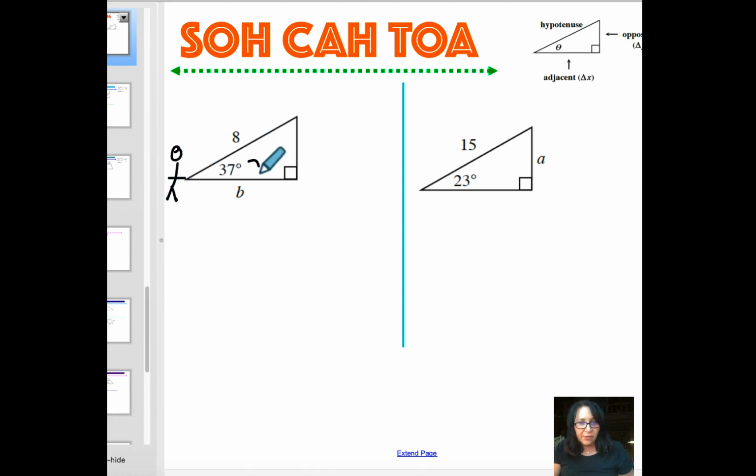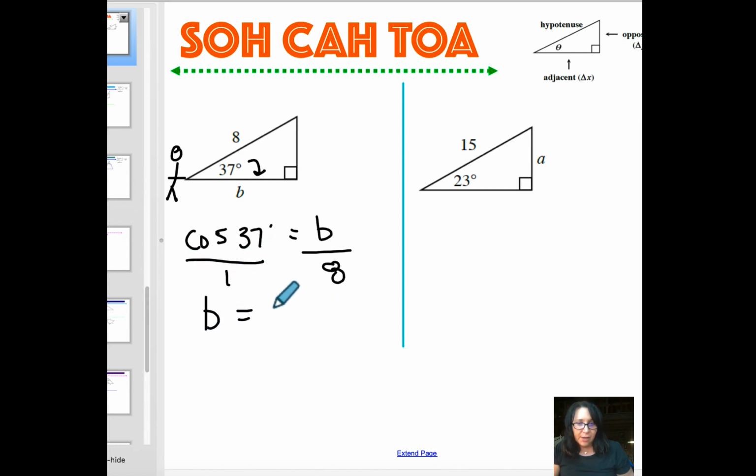So this is going to be adjacent. So we're going to say cosine of 37 degrees is equal to the adjacent side over the hypotenuse, which is 8. So I'm going to cross multiply. I get B is equal to 8 times cosine of 37 degrees. So 8 times cosine of 37, and I get about 6.4. So B is about 6.4.